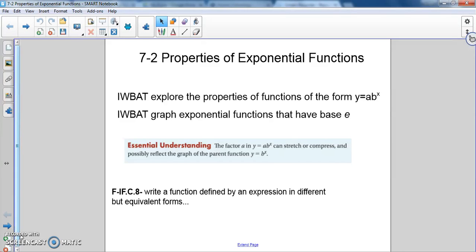Our essential understanding is the factor a in y is equal to a times b to the x power can stretch or compress and possibly reflect the graph of the parent function y is equal to b to the x power.